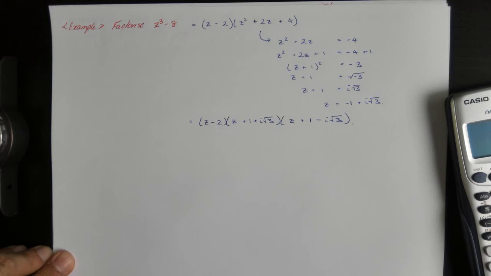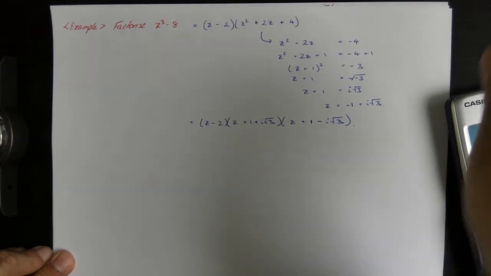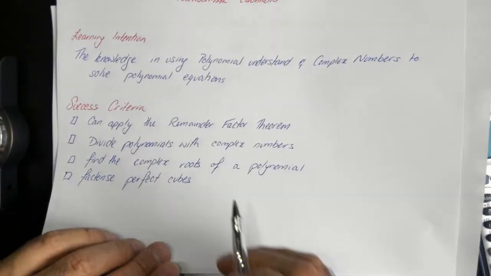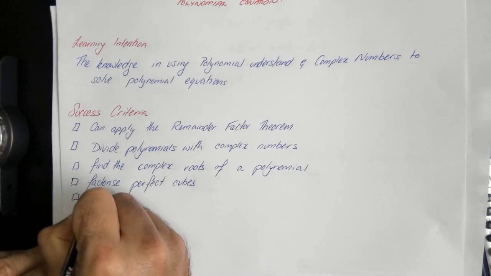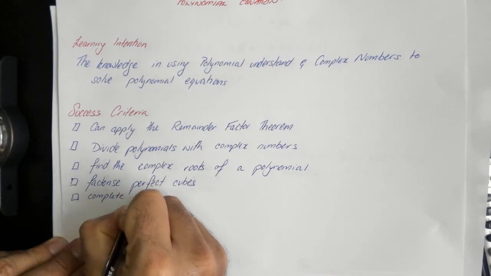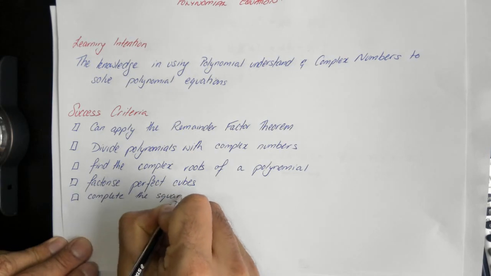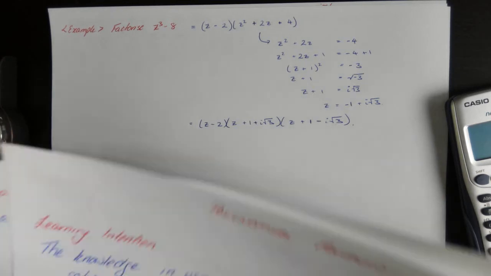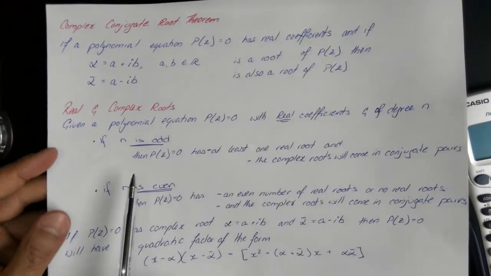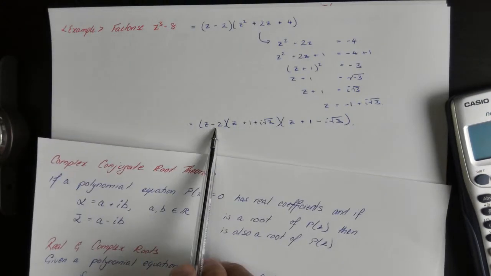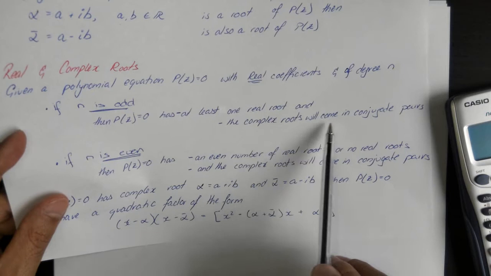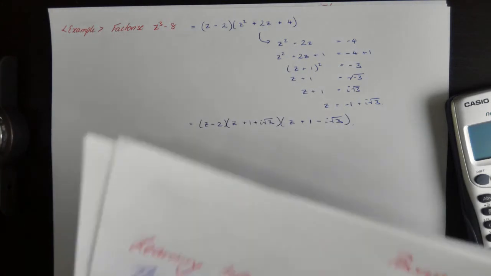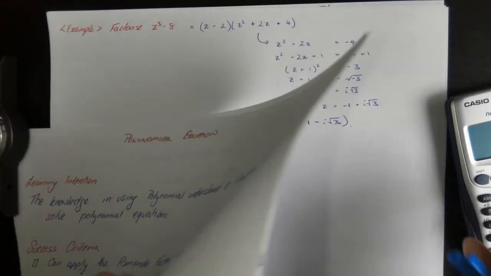Okay, and that's that. So I really should put down, for one of the success criteria, being able to complete the square. Okay. Now notice that that's an odd degree. So if it's an odd degree, it has at least one real root. That's there. And the complex roots come in conjugate pairs. Okay, so that's that. All right. Next example.